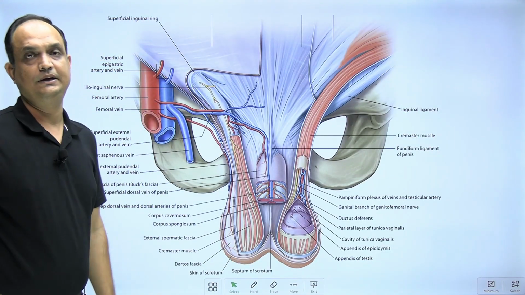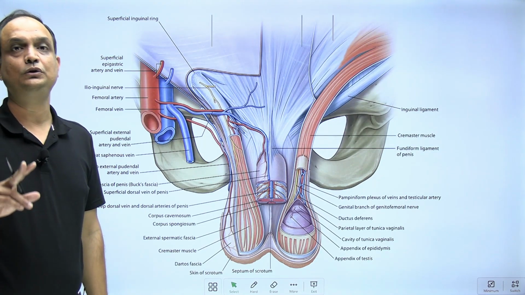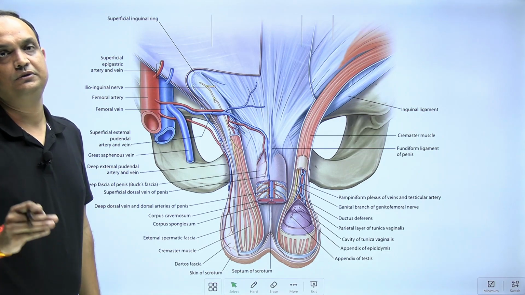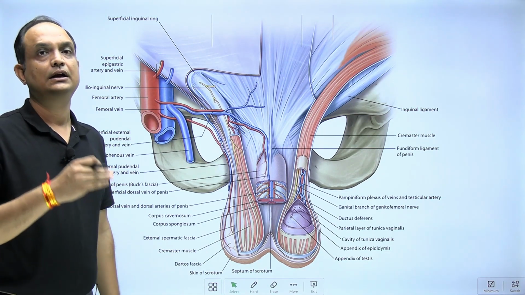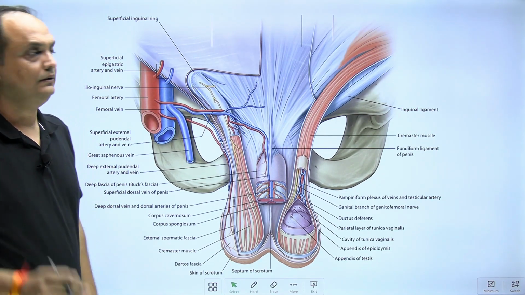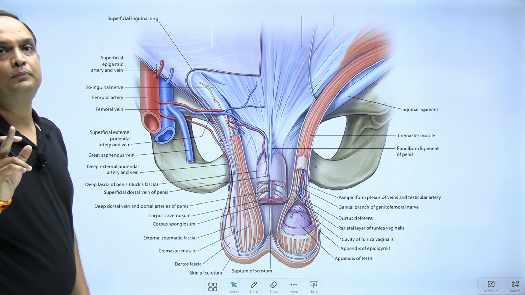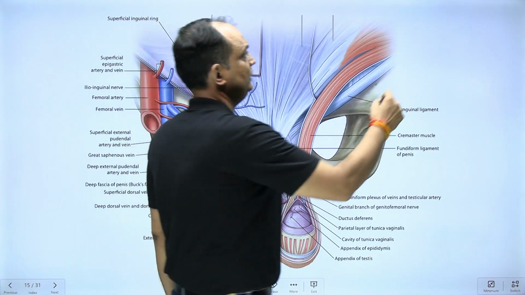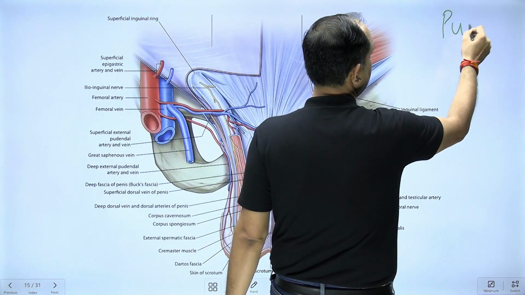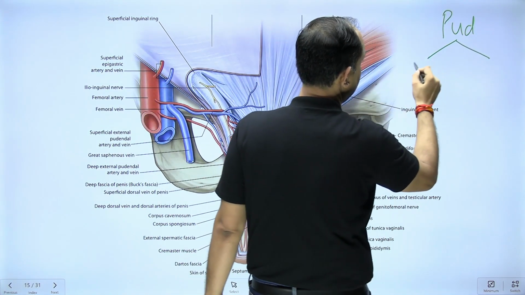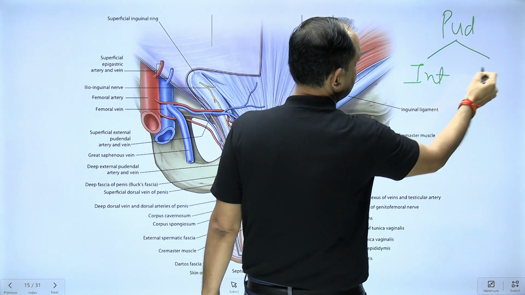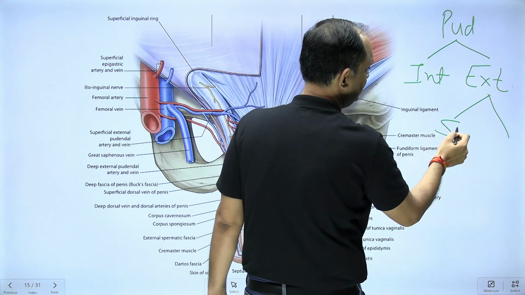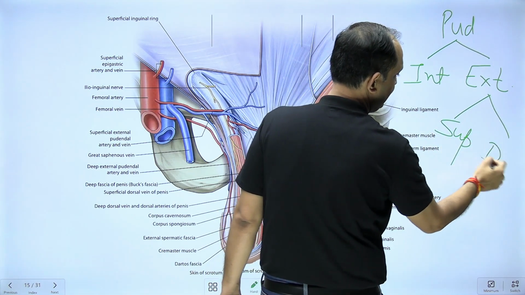Now, in this image, I try to explain to you the two arteries. One is superficial external pudendal and another is deep external pudendal. So, both are your pudendal arteries, both are external. Now, my dear students, you have to understand that pudendal arteries are of two sets, internal pudendal and external pudendal. External pudendal is again of two, superficial and deep.